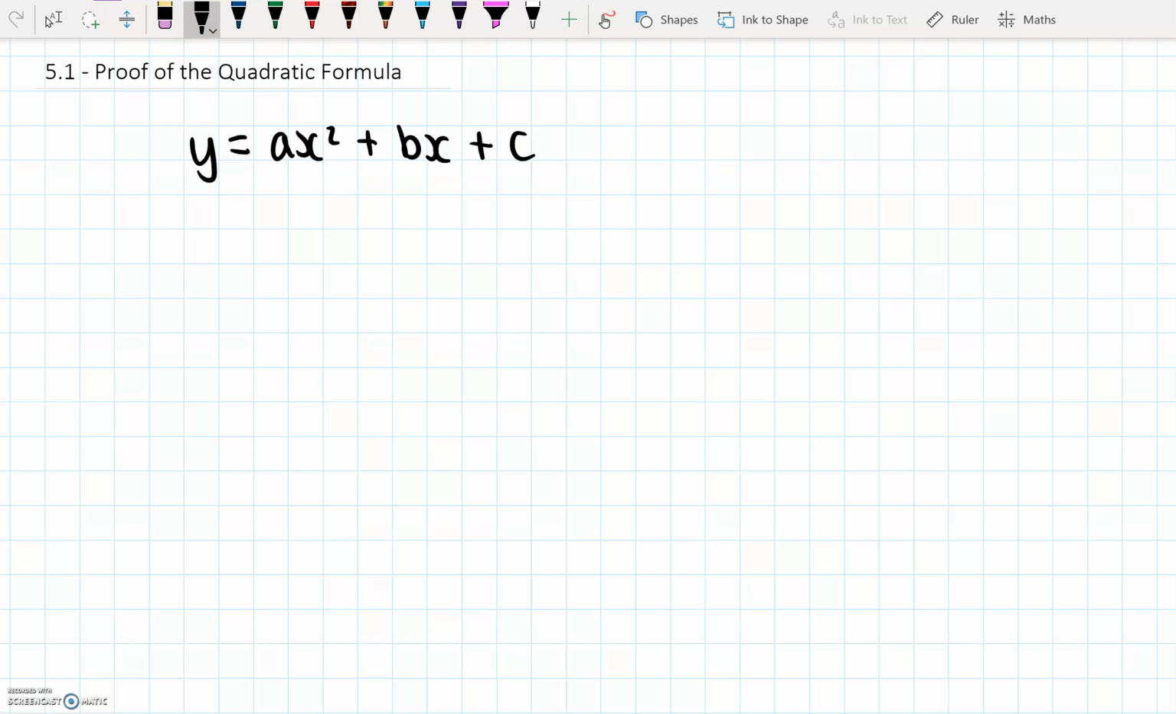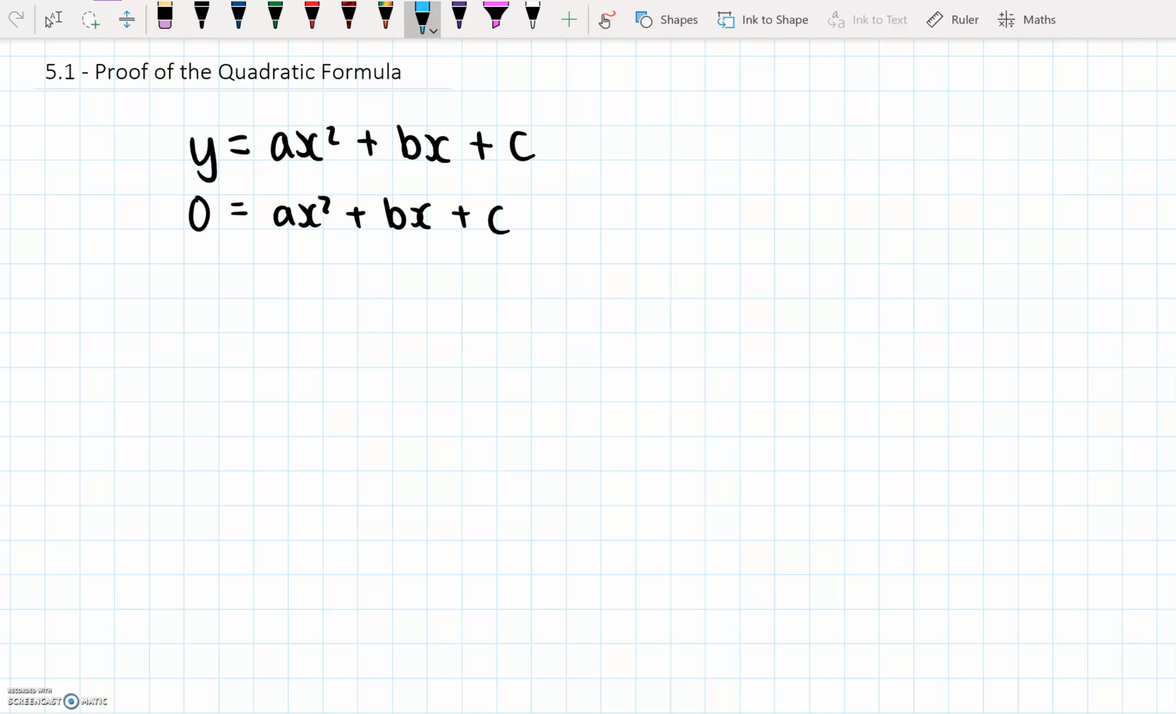plus c. Okay, now in order to do this proof, firstly we need to make it equal to 0, of course. So we're going to have 0 equals ax squared plus bx plus c. But what we're actually going to do first is we're going to remove the a. Okay, so we want that a to go away, because what we would like to have is a coefficient of x squared that is 1. All right, so we want that coefficient to be 1. How do we do that?